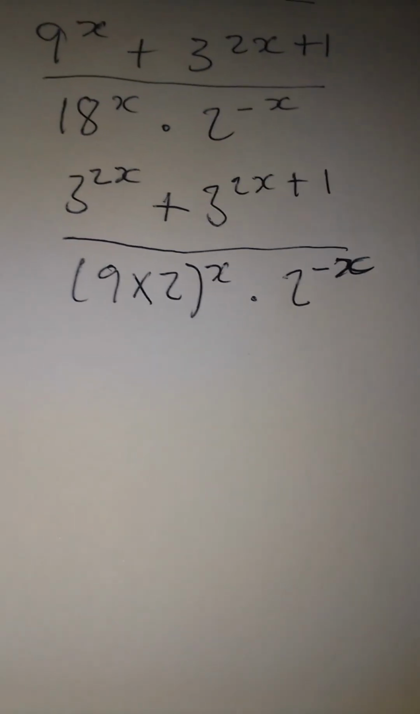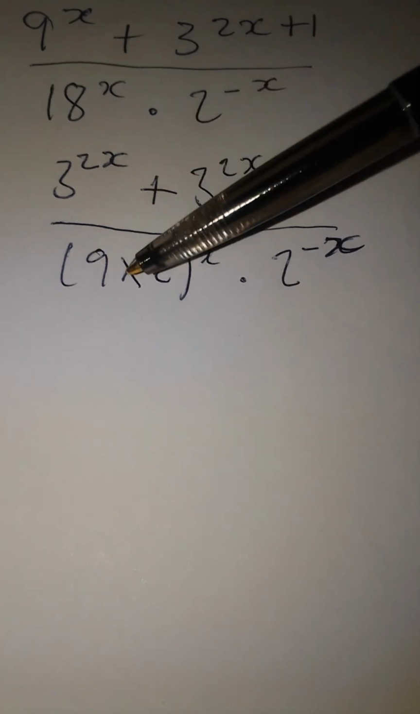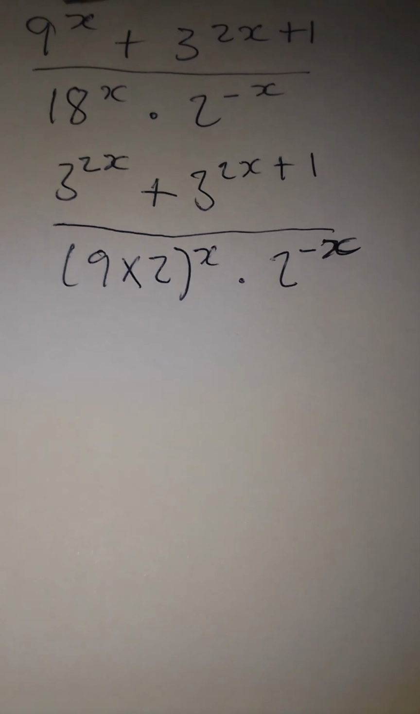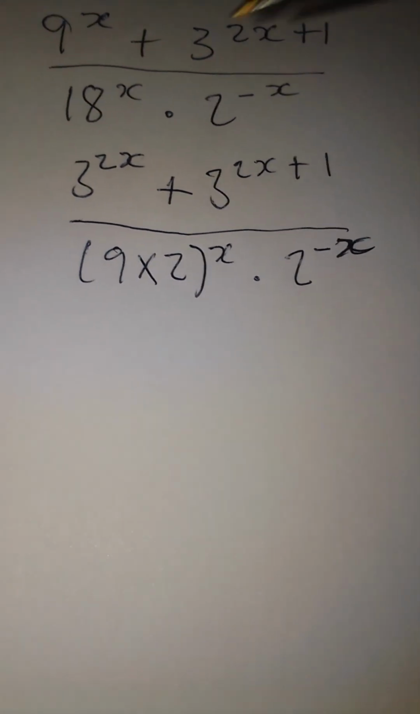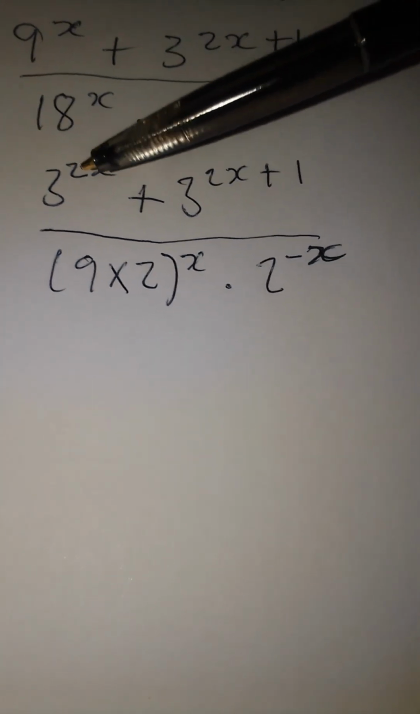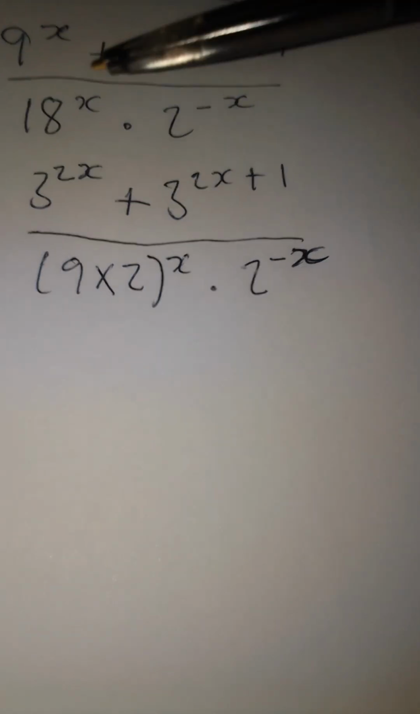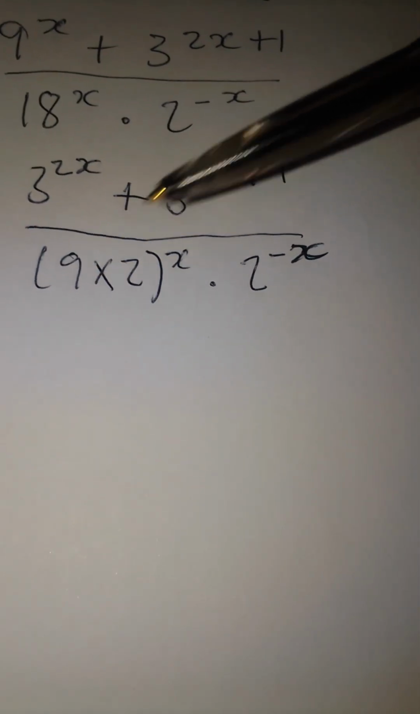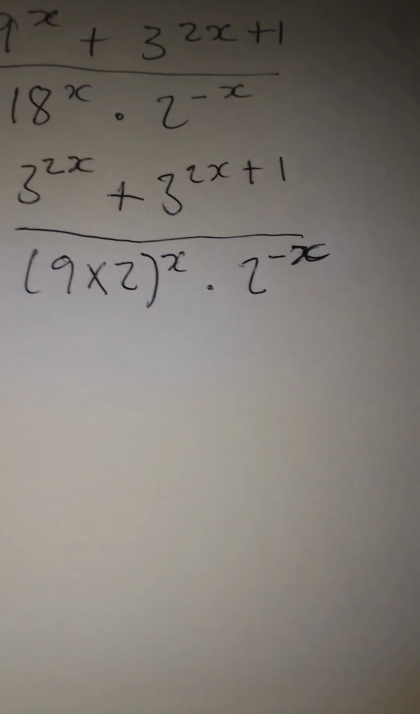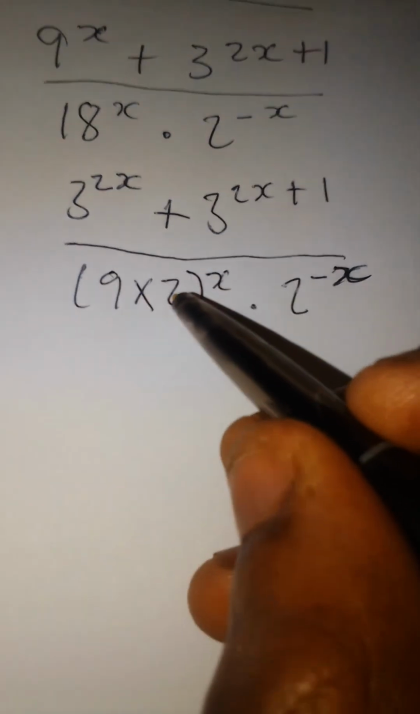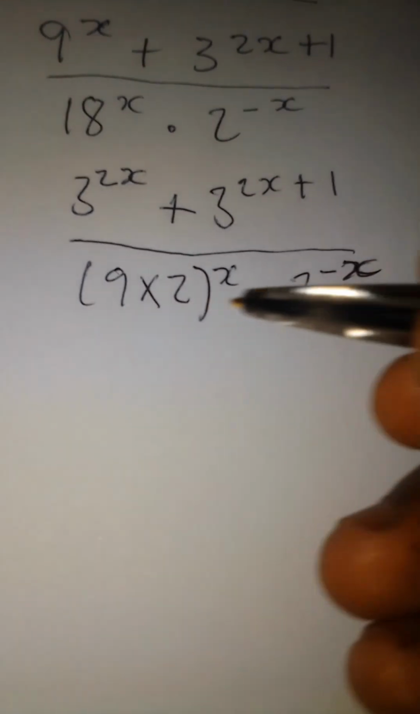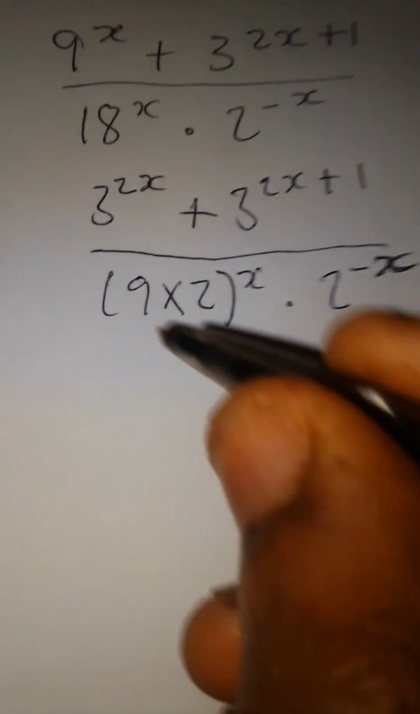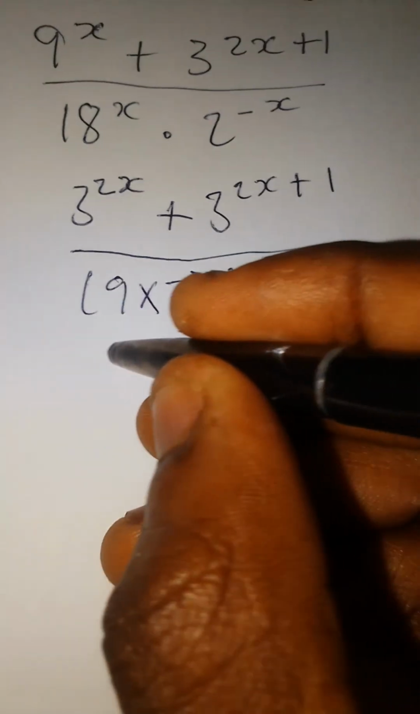So guys, why did I say 9 times 2? So that I can have an idea. I already have an idea that most of my bases are already 3. So when changing the 18, I have to make use of something that will give me a base of 3. That's why I'm saying 9 times 2, where 9 can also be changed to a base of 3. So now here, what I'm going to do is expand.